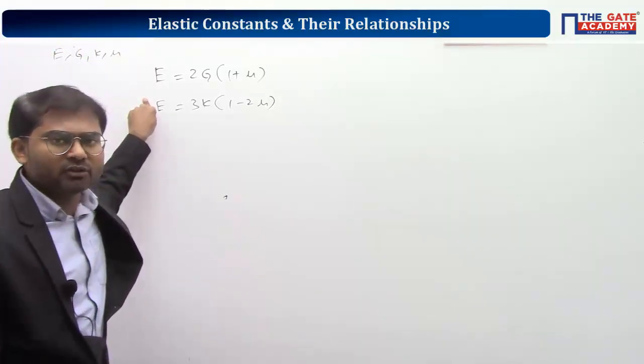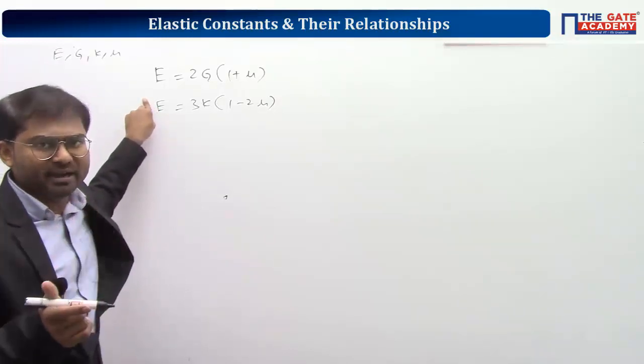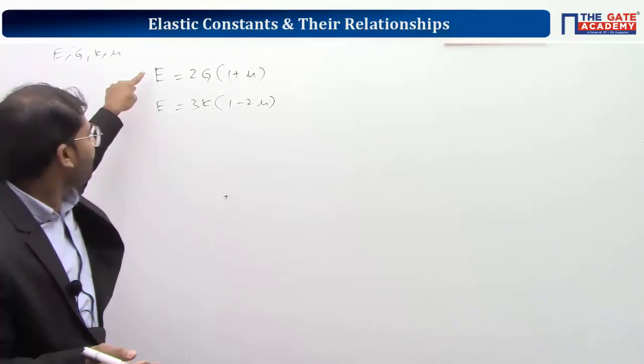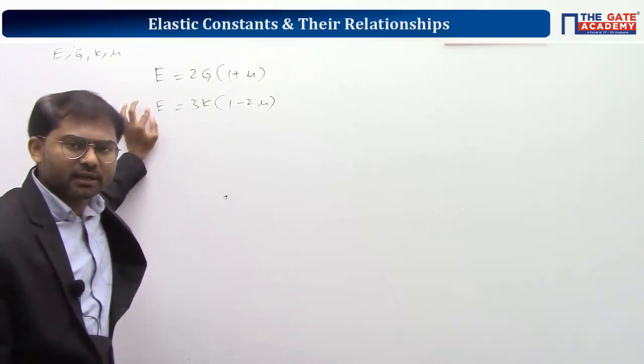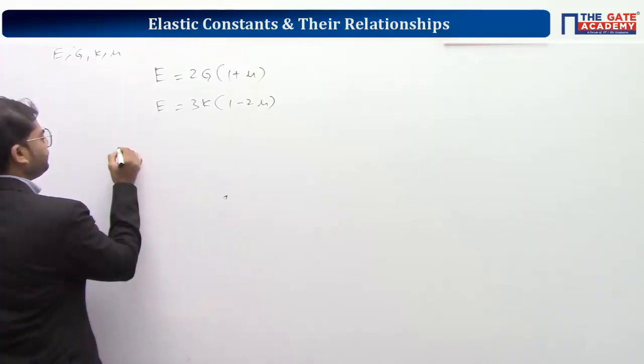So we can say that out of these four elastic constants for an isotropic material, only two are independent and the remaining two are dependent. Understand? So the number of independent elastic constants for an isotropic material is 2. Clear? You can write it down.